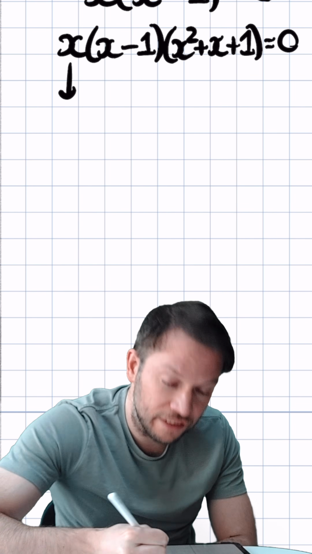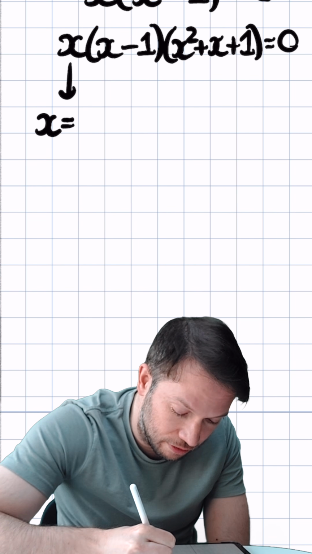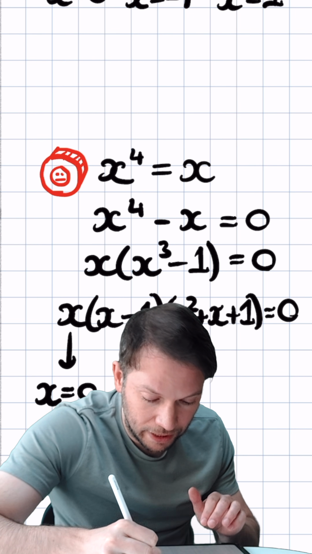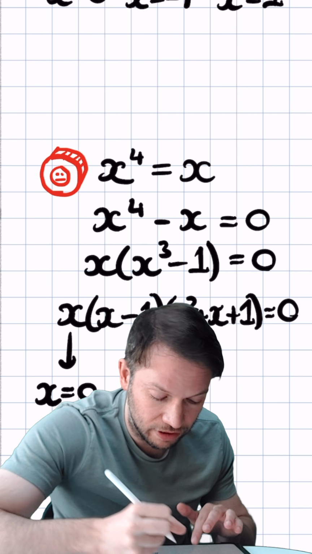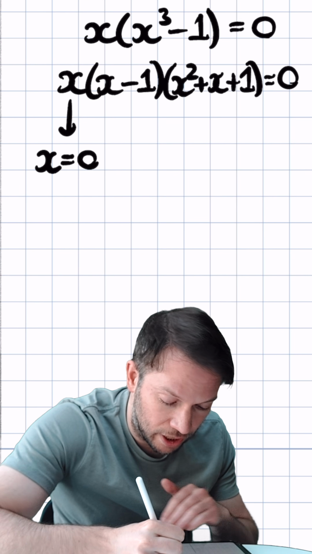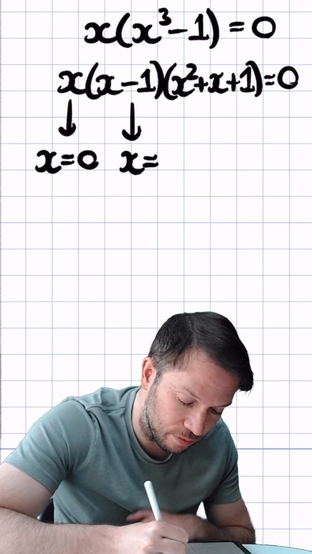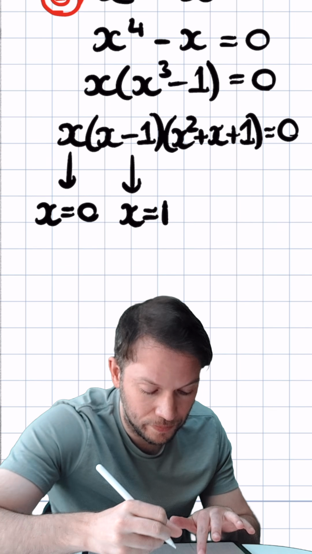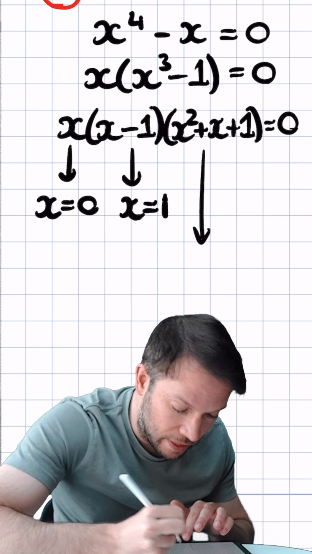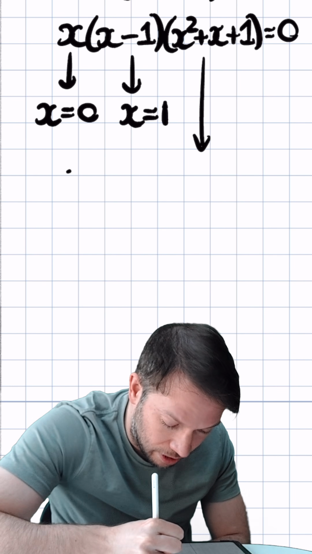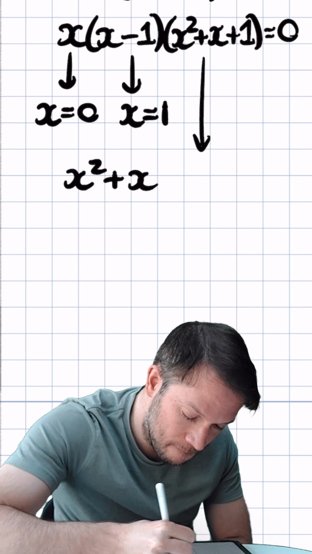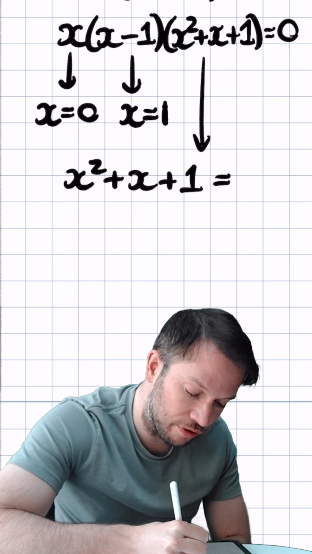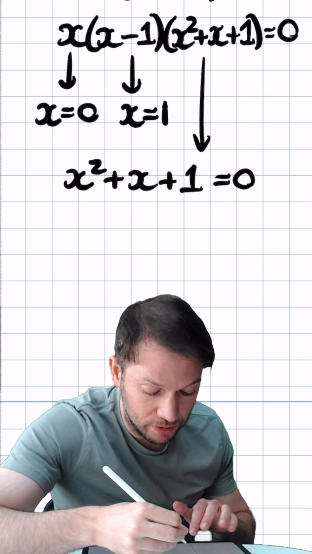So if the x is 0, you get x is equal to 0. And that indeed works because 0 to the power of 4 is equal to 0. Or if the x minus 1 is 0, then you get x is 1. And again, that works because 1 to the power of 4 is equal to 1. Or you get this quadratic is equal to 0. So if I write that down here. Now, this doesn't factorise, so we have to use the quadratic formula to solve this.